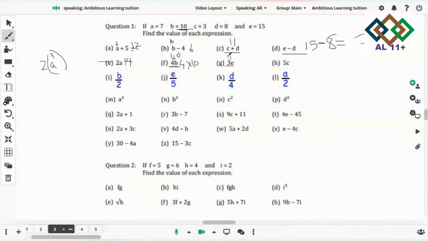3e. You're multiplying it by 15. So your answer would be here 30. Oh, sorry, 45. What I'm saying, 30. 45. And in 5c, you are multiplying by 3. So the answer would be here 15.